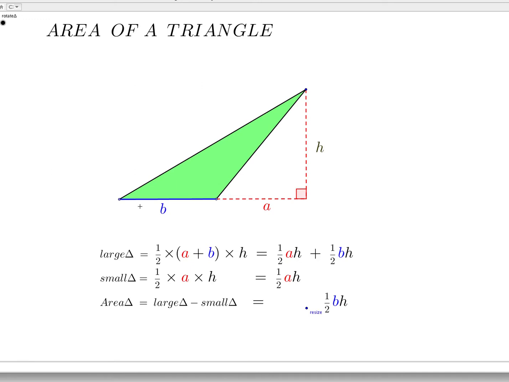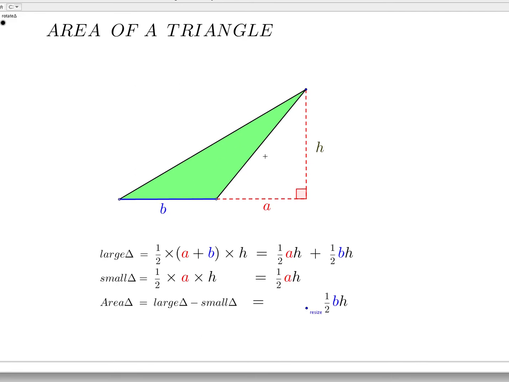Its area is base times height, but its base is the B plus the A. So the base of this triangle is A plus B, it's here in brackets. Its height is H, and it gets halved. So there's the formula applied, but the base is A plus B. If we break the brackets up, we multiply everything in the brackets by a half and also by H. We get a half AH plus a half BH. So that's a large outside triangle.